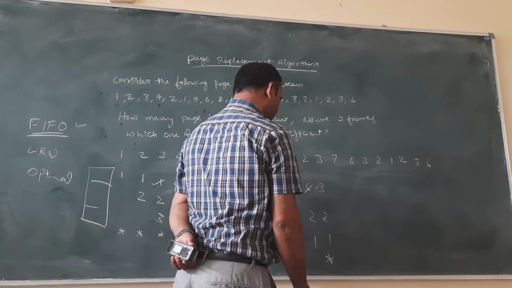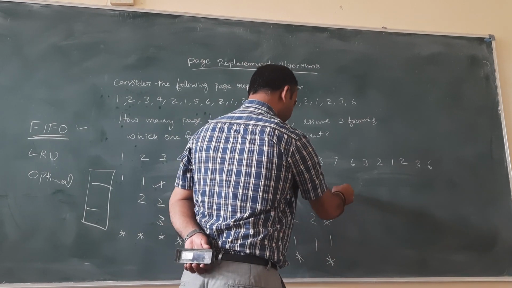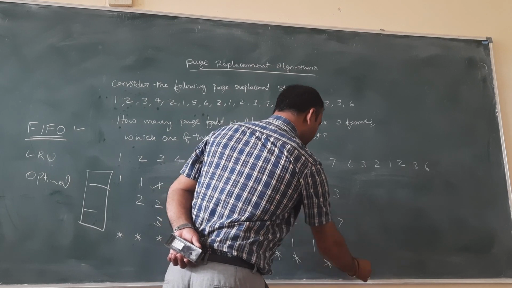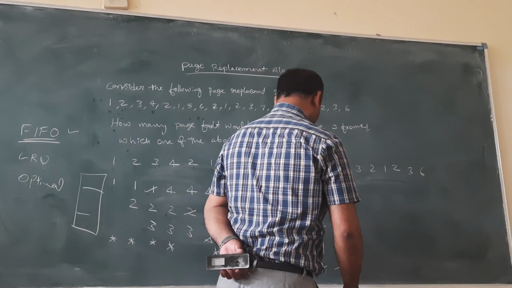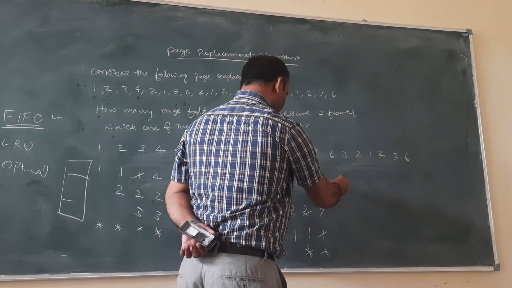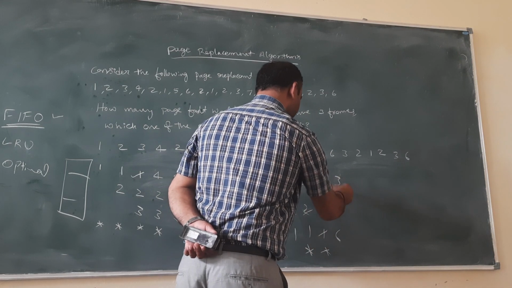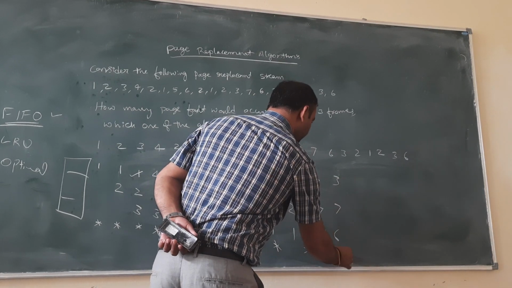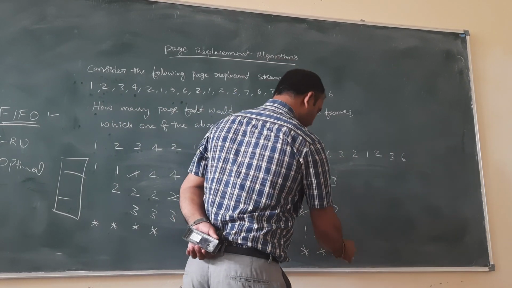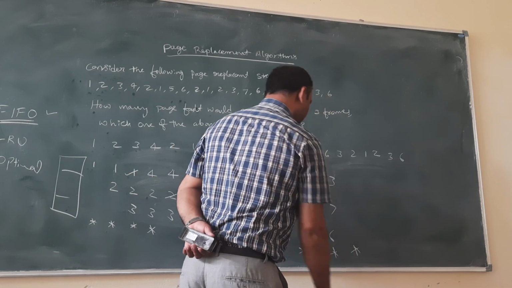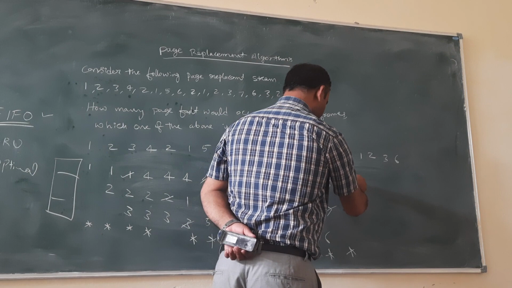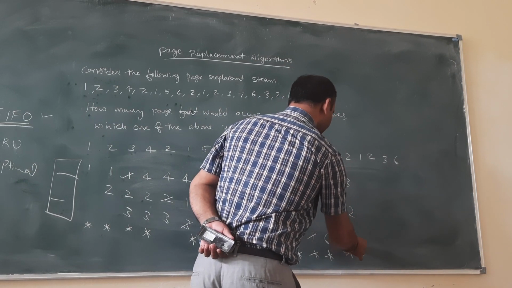7 is required. So 2 came first: 3, 7, 1. 6 is required. Among these things, which one came first? 1. So then 6, 3, 7. Page fault occurred. Then 2 is required. 2 is not there. Page fault occurred. Which one came first? 7. So then 3, 2, 6.